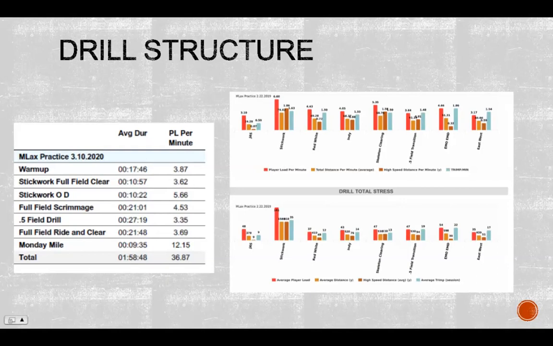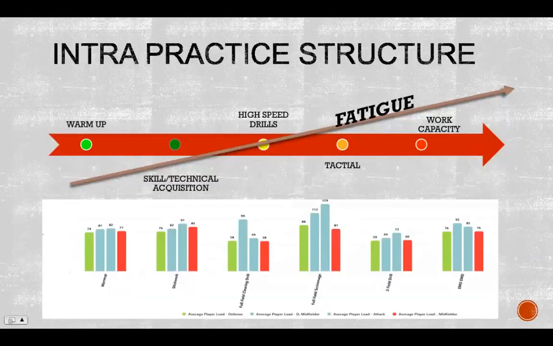And then if you look here on the left, we're looking at player load per minute. We're looking at total distance per minute, high speed distance per minute, and then TRIMP per minute, as well as total stress here on the bottom. And that allows us just to get insight into what each drill looked like in terms of the relative stress of the practice as a whole. So now we're looking at intra-practice structure.